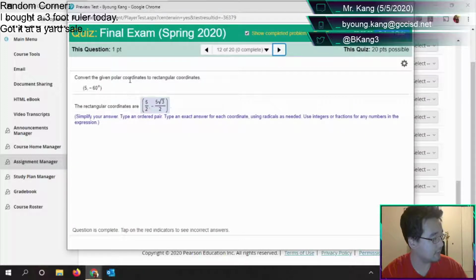Alright, convert the given polar to rectangular, so x equals r cosine theta, y equals r sine theta. And again, 60 degrees, so you should have been able to look that up on your unit circle.